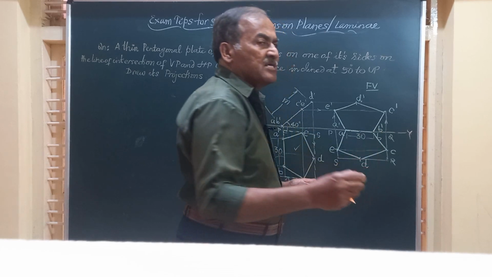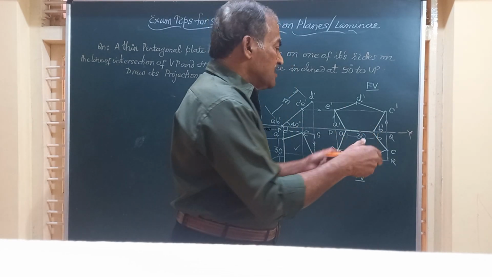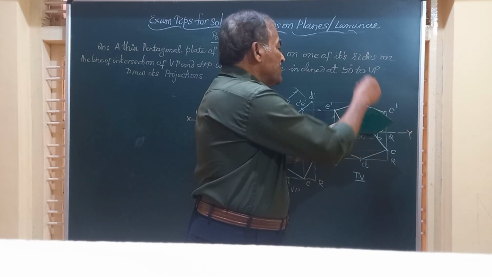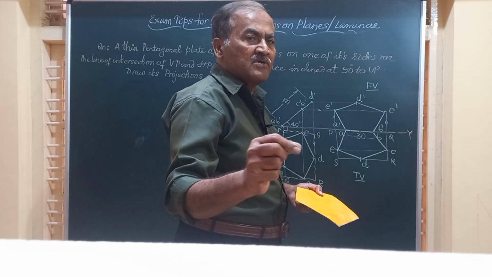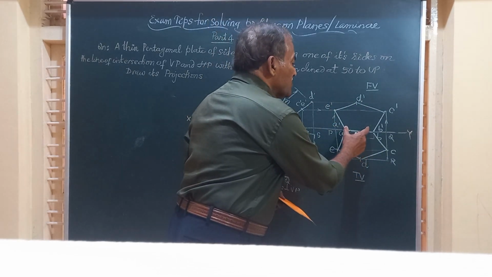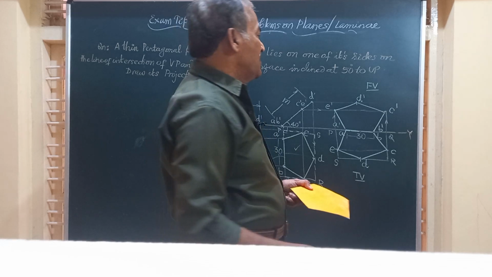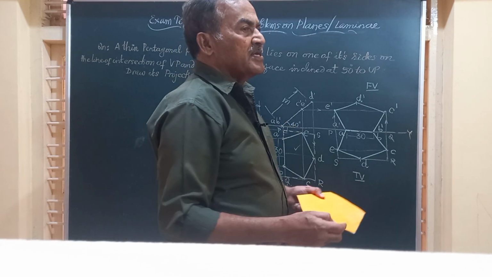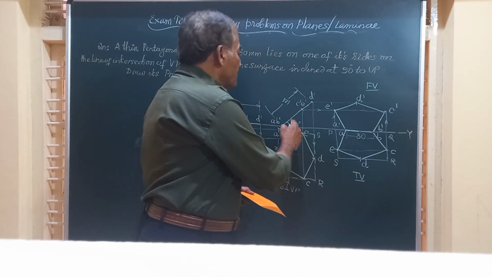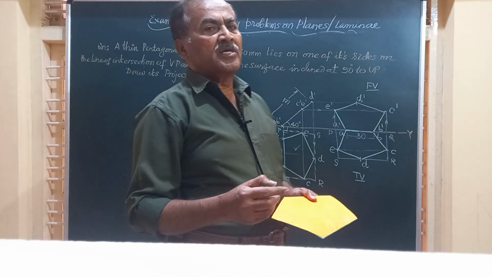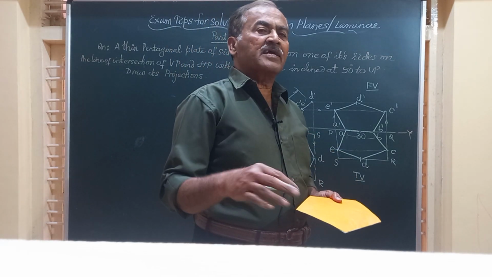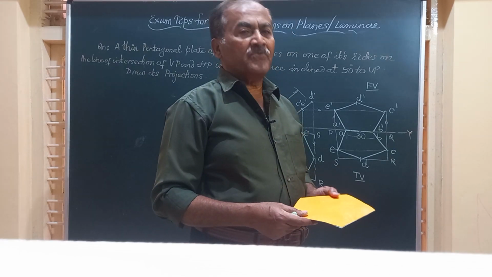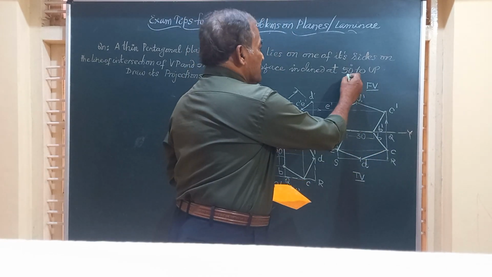So when this is on the line of intersection of VP and HP, the front view of that, A dash B dash, appears on XY. Similarly, the top view of that also coincides with the front view, and both will have the same length. And the surface inclination is given here, friend. And since it is at an angle of 40 degrees to HP, it will be automatically inclined at 50 degrees to VP as per the question given here.